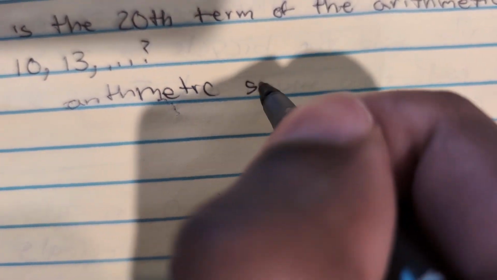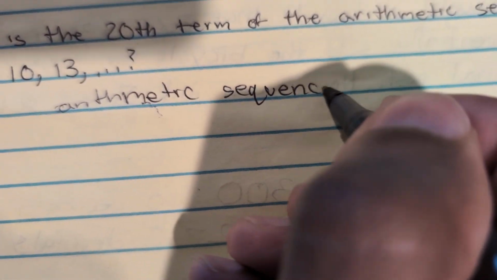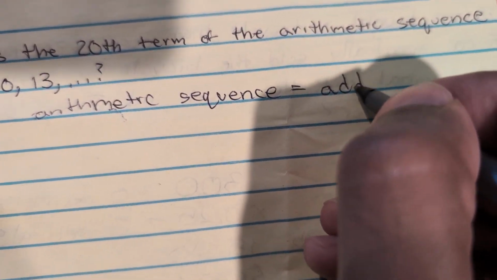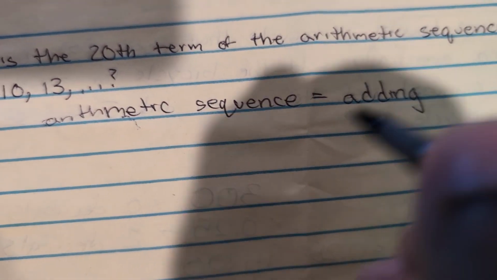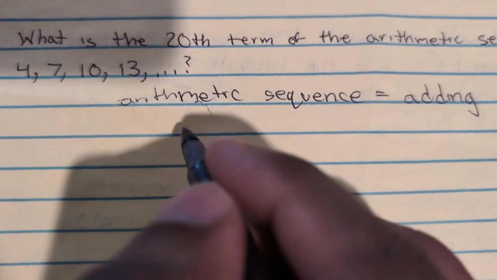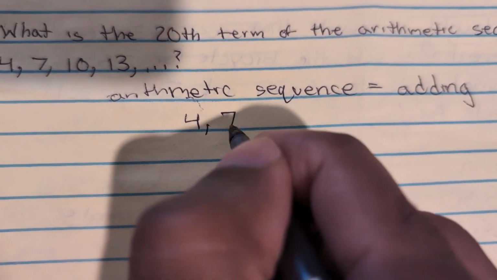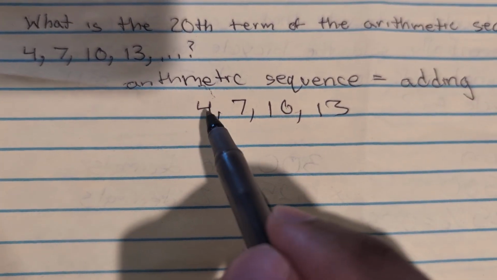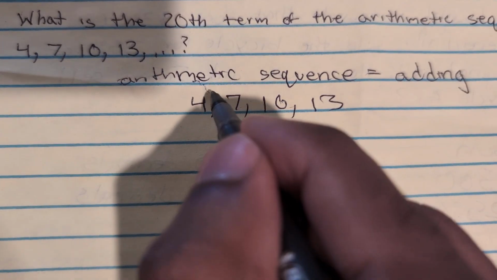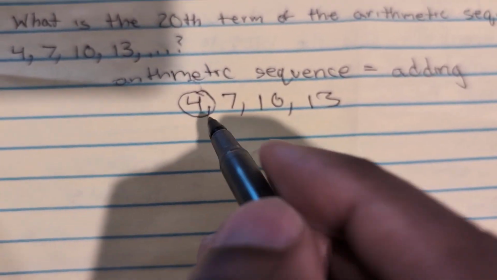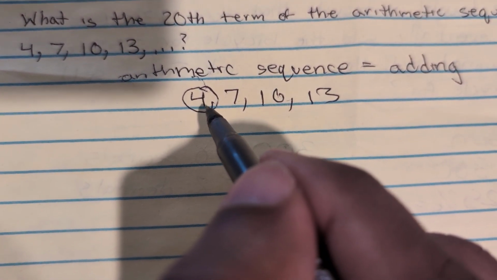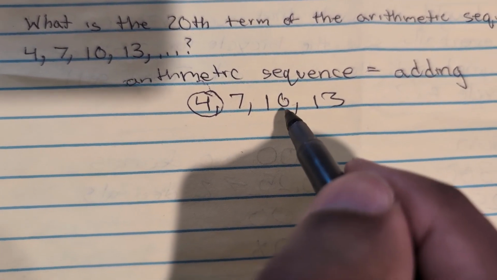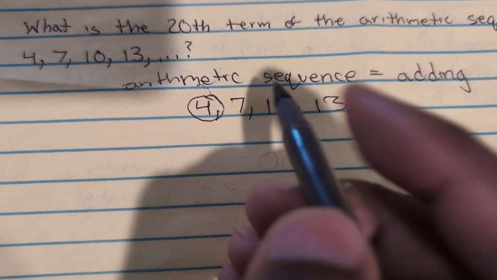Arithmetic sequence means that we are adding. Okay, so when we look at this series, 4, 7, 10, 13, 4 is the original number. So we have to ask ourselves, what do we add from 4 to get 7? What do we add from 7 to get 10? What do we add from 10 to get 13?